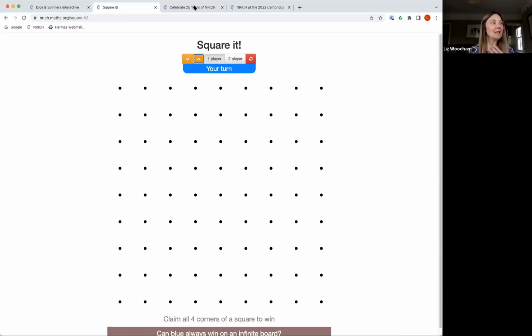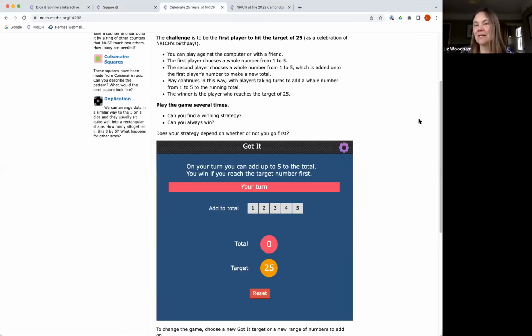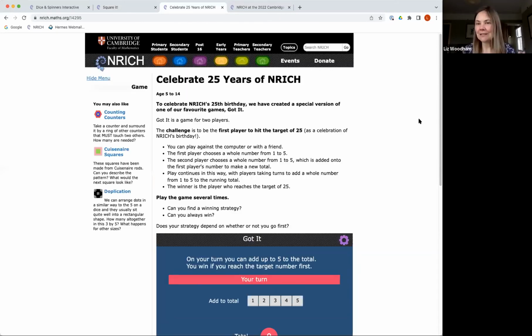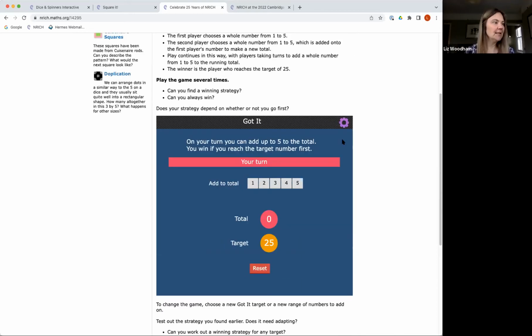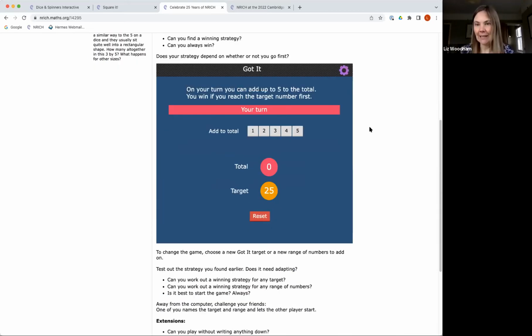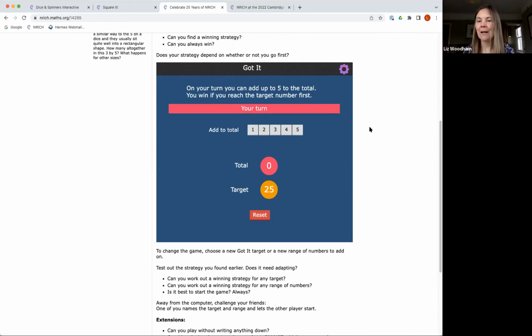So I mentioned in passing in our first task that we're currently celebrating 25 years of NRICH. It's our 25th birthday. And in honour of this celebratory event, we've created a special version of one of our favourite games, which is called Got It. This also has an interactivity, which I'm hoping you can see on the screen here. Charlie and I are going to show you how to play. We're going to play against each other to start with, so you get the idea, and then we're going to leave you to have a think.